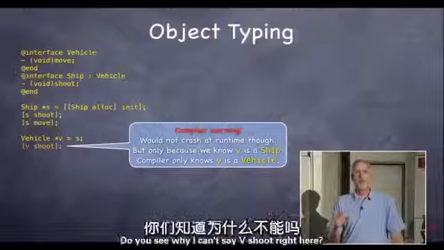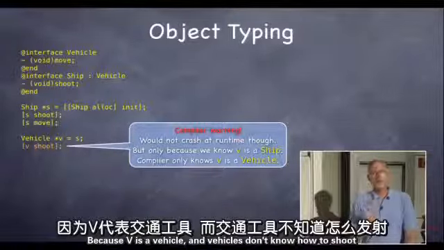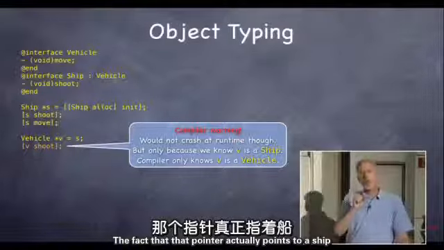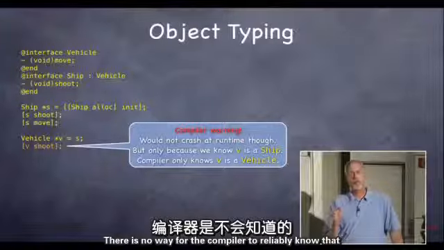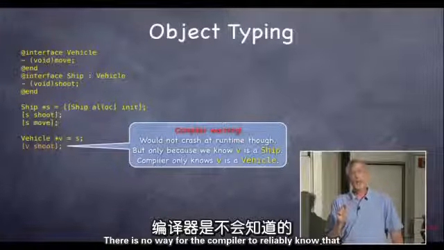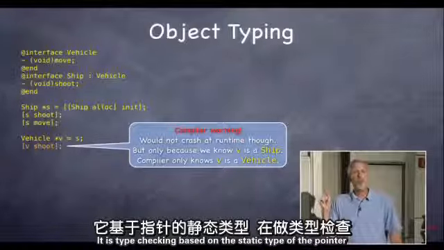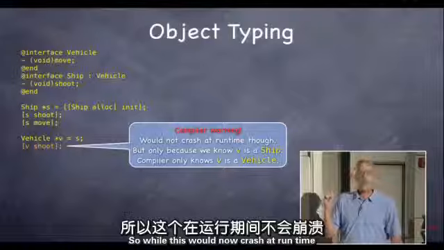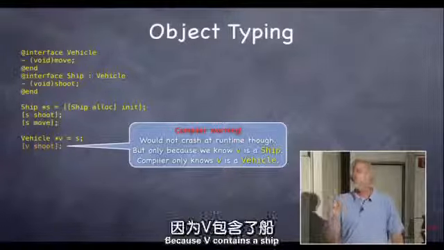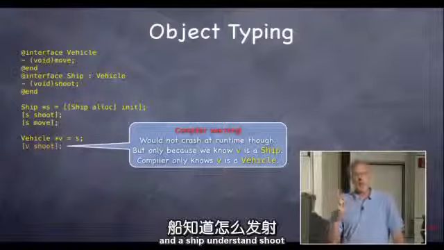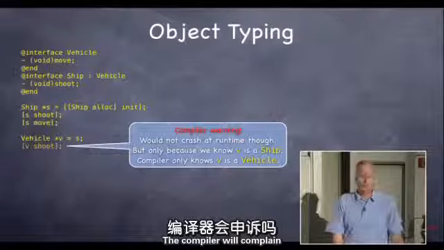No. Do you see why I can't say V shoot here? Because V is a vehicle. Vehicles don't know how to shoot. The fact that that pointer actually points to a ship, which does know how to shoot, there's no way for the compiler to reliably know that. So it's doing its type checking based on the static type of the pointer, which is a vehicle. While this would work at runtime, because V contains a ship, and a ship understands shoot, so it would not crash. It would actually shoot. The compiler will complain.